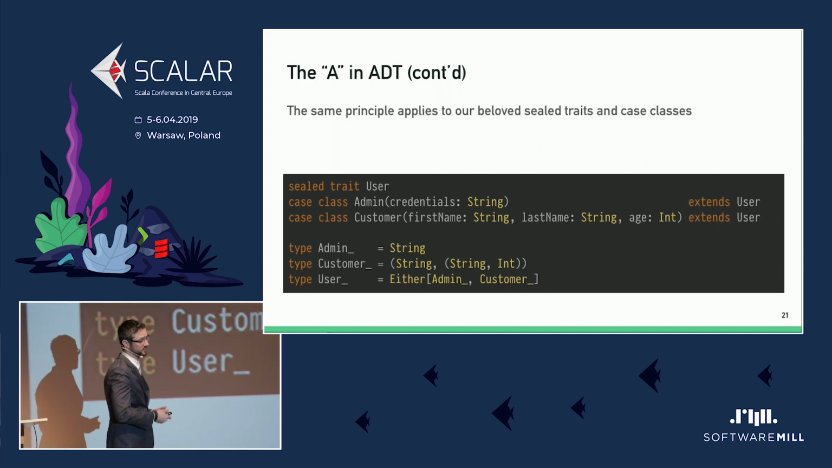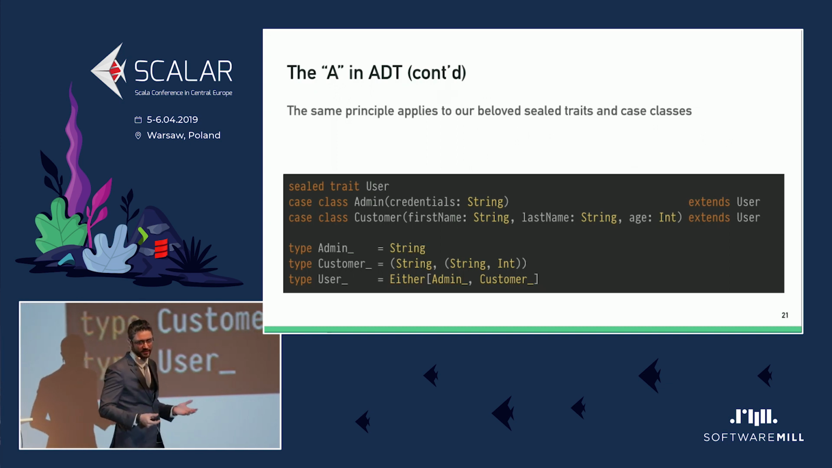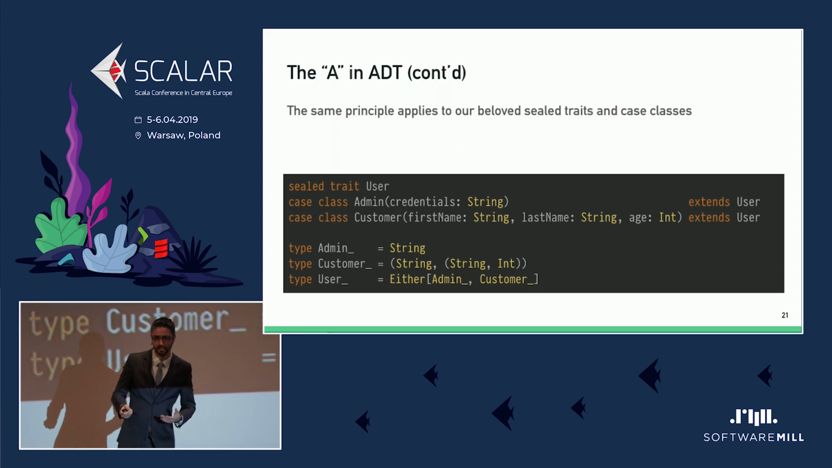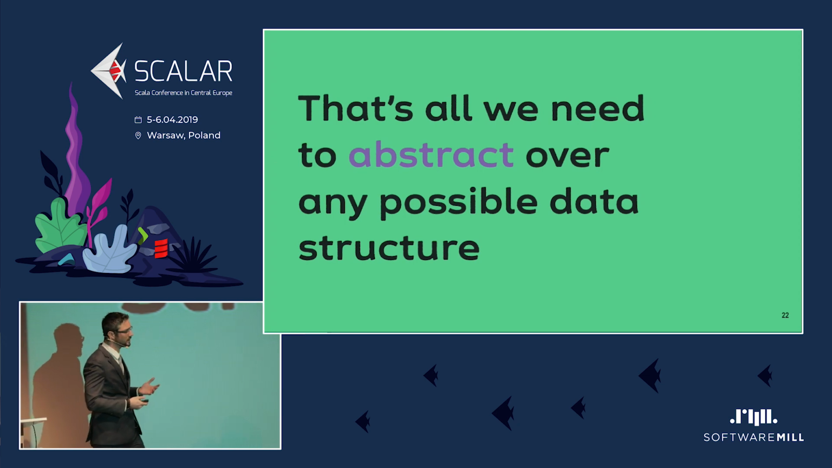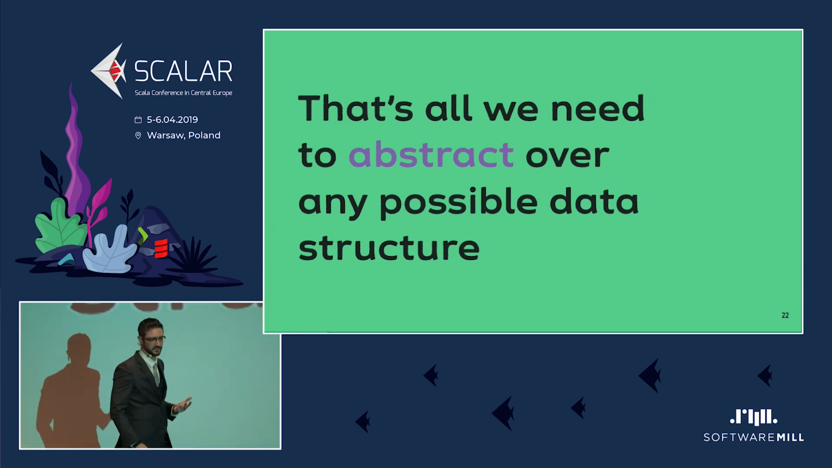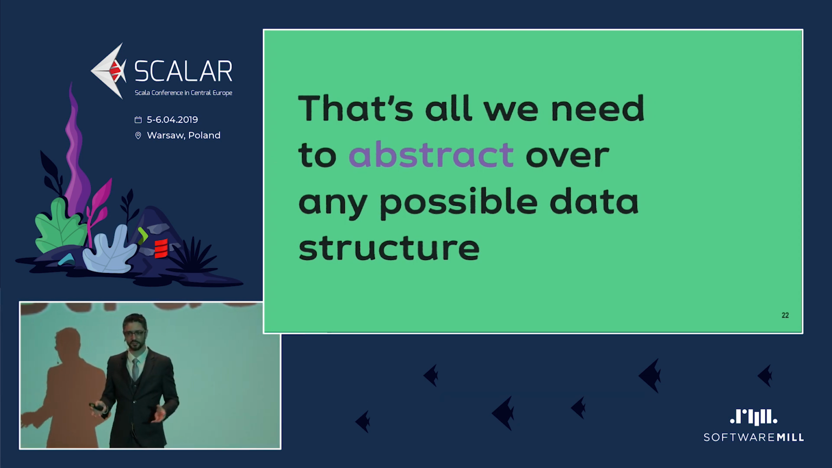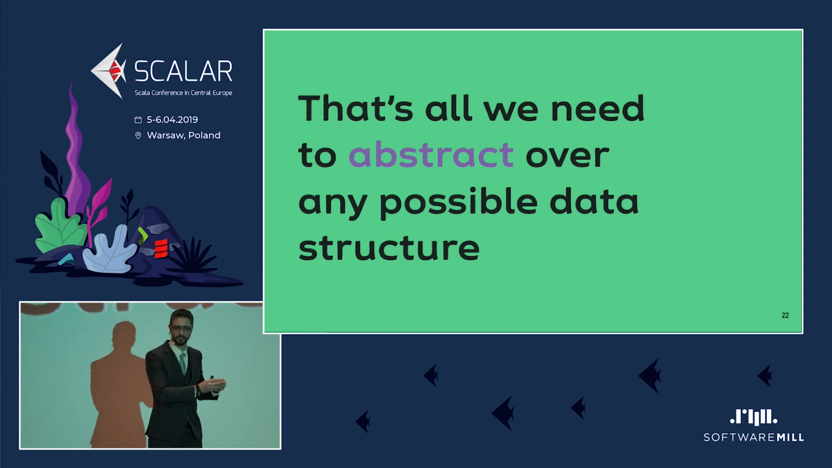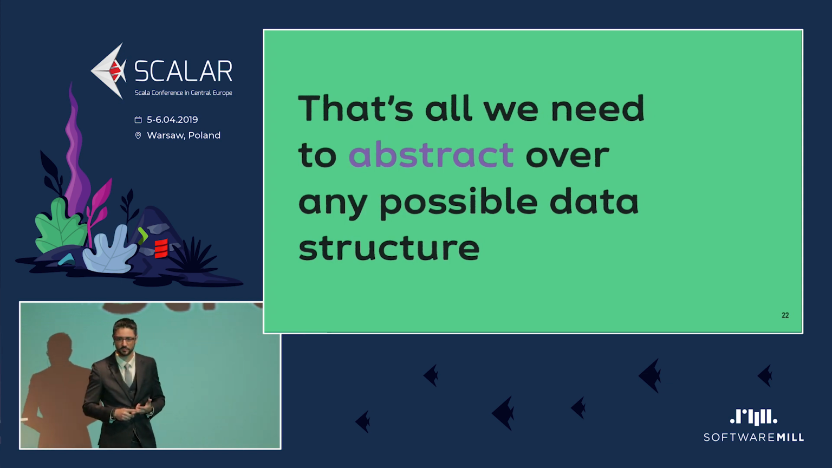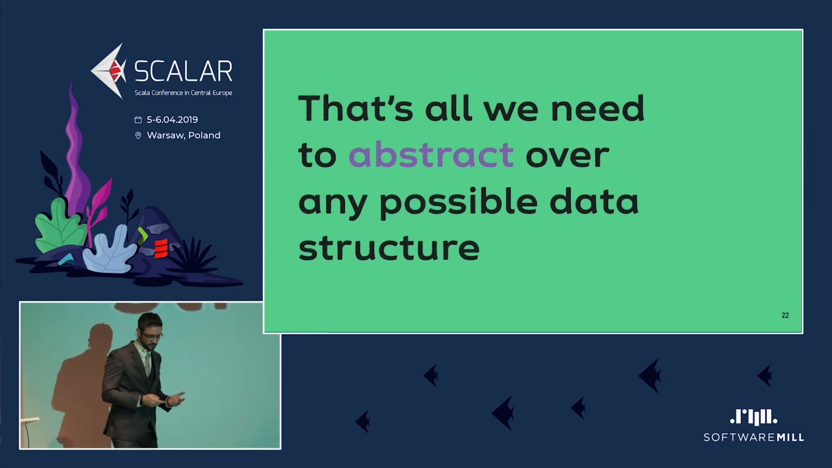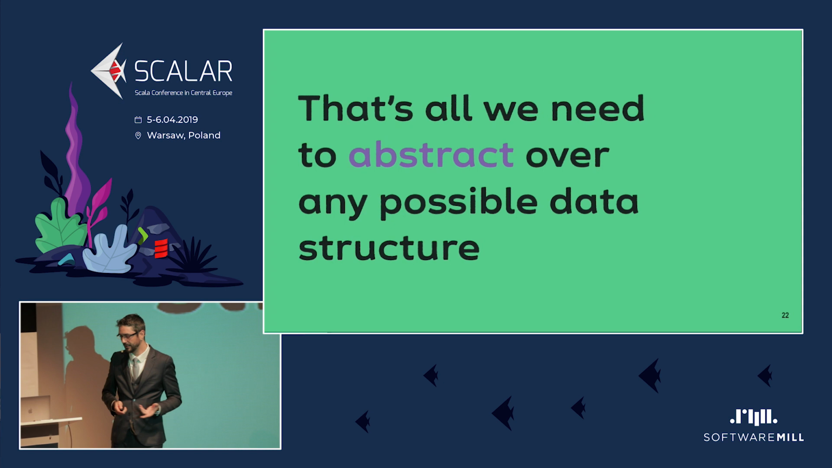A case class is just a product, and a sealed trait is just a sum. So in the end, we should only need these three things to be able to represent any possible data. So we have our abstraction we are looking for. We have unit, the sum, and the product. That's it. So let's see what we can build on top of that.